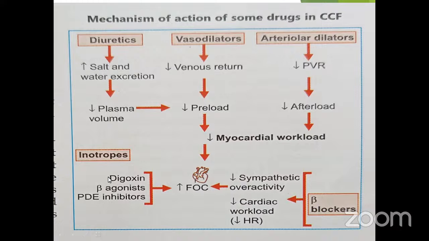And the inotropes are mainly digoxin, beta agonists, and PDE inhibitors. They increase the force of contraction without increasing the heart rate, so they are useful in heart failure. And beta blockers decrease sympathetic activity and decrease cardiac output. So in one slide, you can see the main drugs, the anti-mortality drugs in CHF, and see to it that you are done with it. You can prevent and also effectively treat, if you know the principles of using these drugs: when, where, how, why, what.